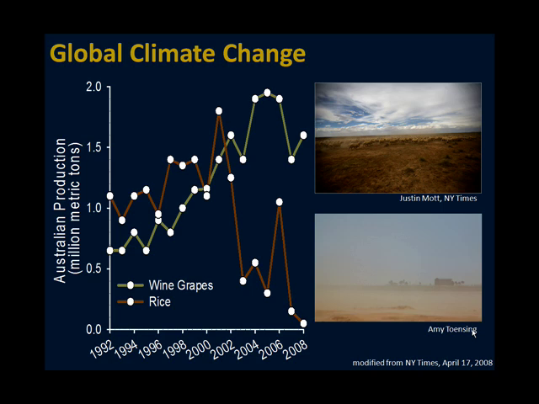Now, with this decrease in their rice production, there's actually been an increase in the production of grapes for producing wine, in part because of the climatic conditions needed for rice compared to grapes. And they call this the Chardonnay effect, this significant increase in grape production for wine and the almost complete collapse of their rice production.